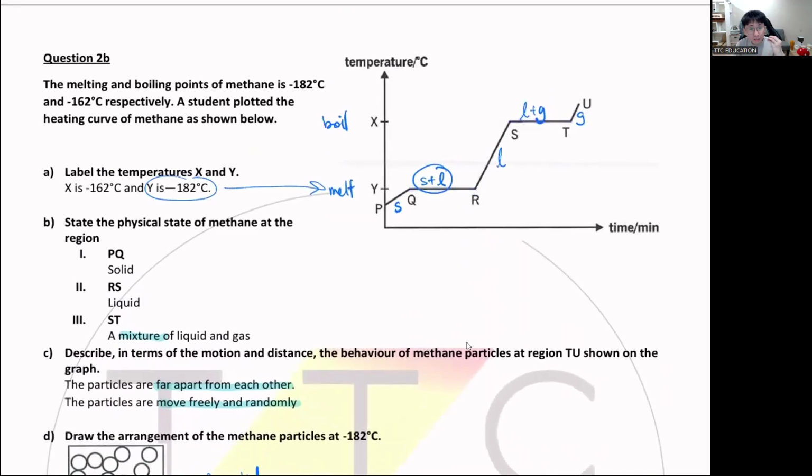So I told you before, the heat that we supply can only do one job at a time. So during PQ, RS, and TU, during these three stages, the heat you supply is to increase temperature. That is the job they are doing before they hit the melting point and before they hit the boiling point. But what if they really hit the melting point, which is QR, and also the boiling point, ST? No matter which one they hit, the heat that you supply is not used to increase temperature, it's used to change the state.